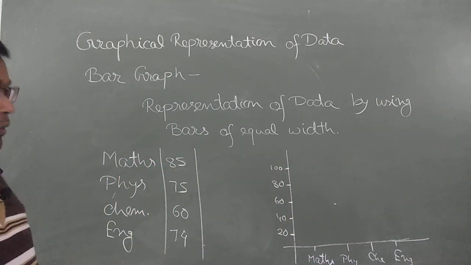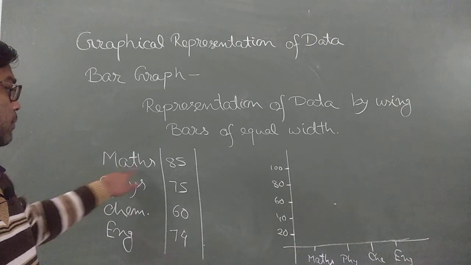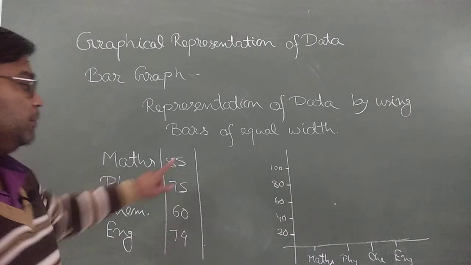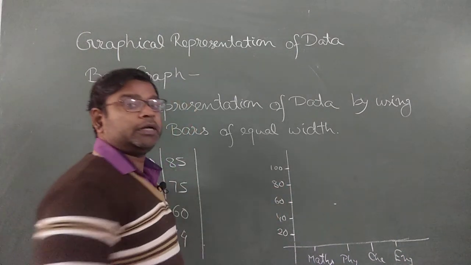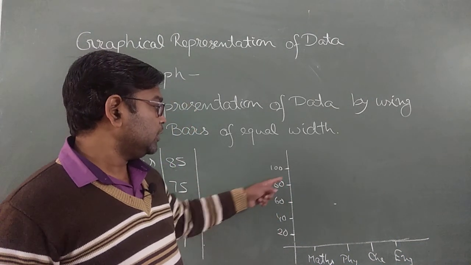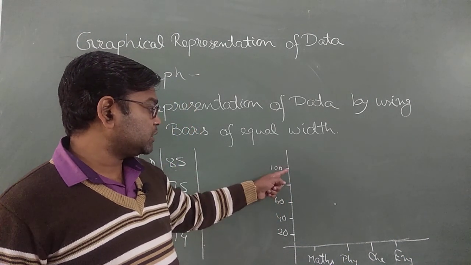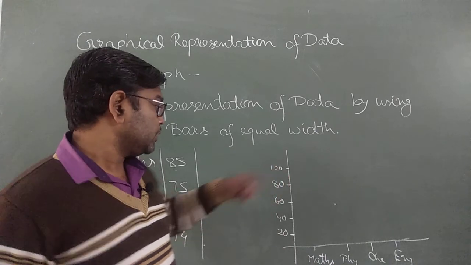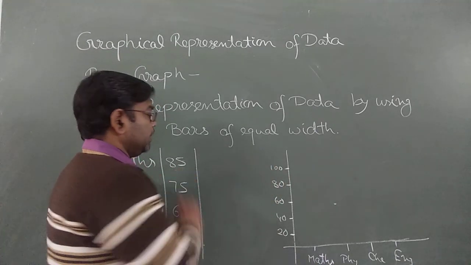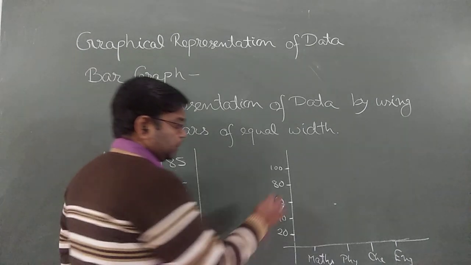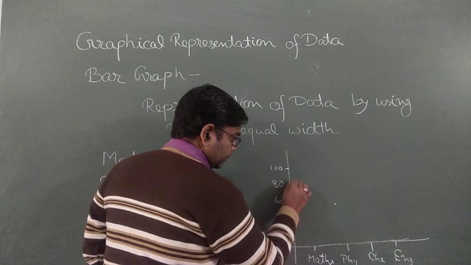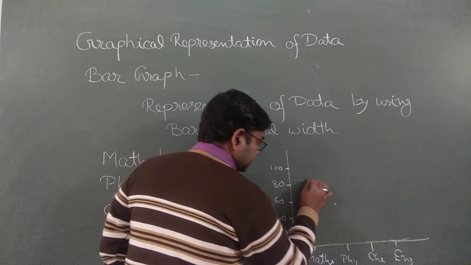Now we have to draw the graph. See, in maths that person received 85 marks. So for 85, these are equal widths of 20, 100 minus 80, 20. So this complete measurement represents 20 marks. But here we have 80 plus 5. 80 plus 5 means that fourth part. So this is the height.